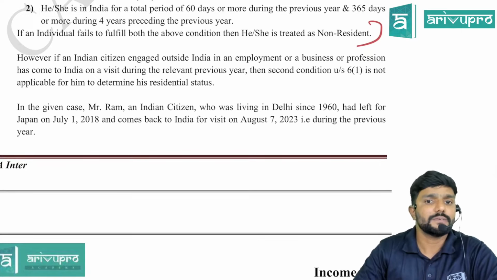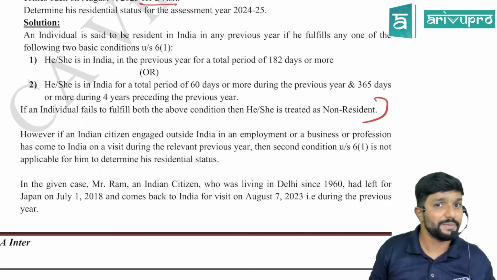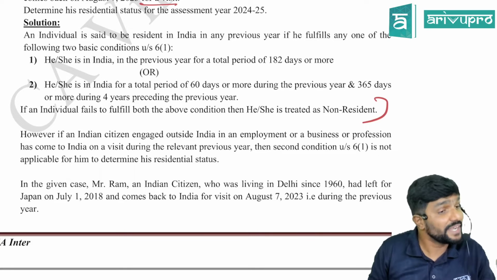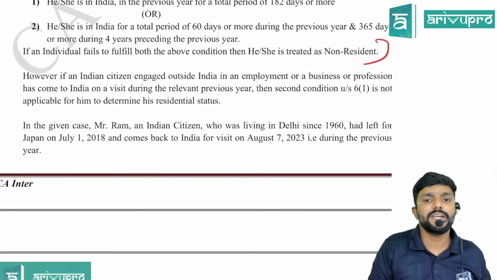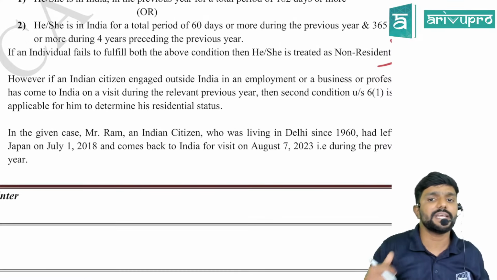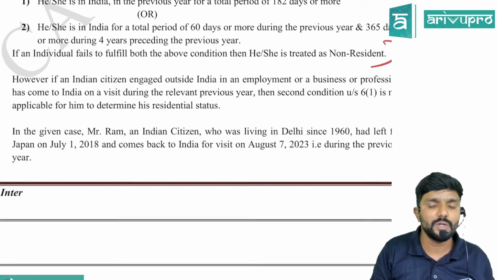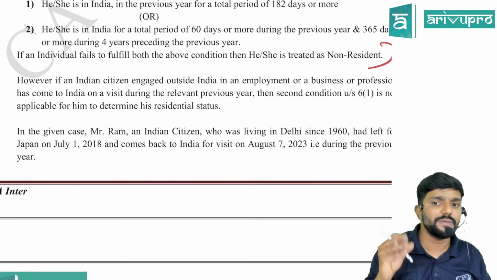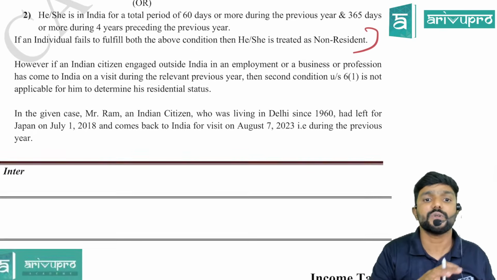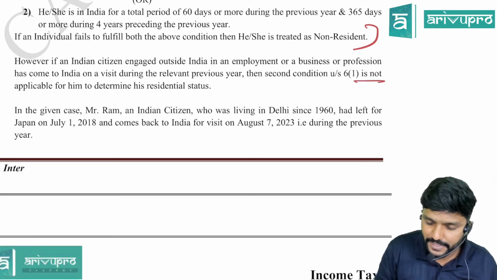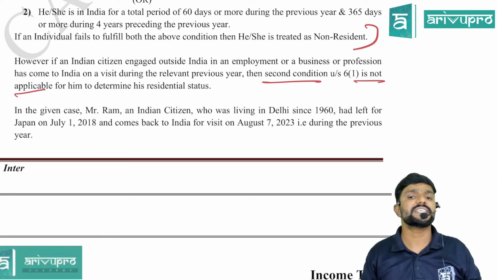What is given here is, if you satisfy any one condition, you are a resident. But here it is covered by an exception. Should I connect that? Yes, sir. However, if an Indian citizen engaged outside India in an employment, business or profession has come to India on a visit during the relevant previous year, then the second condition under section 6(1) is not applicable. The second condition is not applicable for him to determine his residential status.